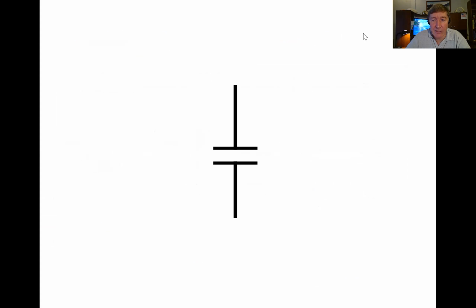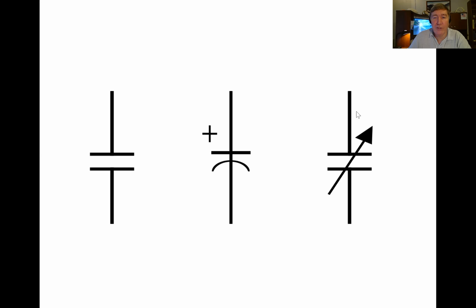Okay, good. I'm seeing lots of answers coming in, but I need to see more. Okay, it looks like everybody has pretty well got it, and those of you that answered, you all answered correctly. It is, in fact, a capacitor. And you should recognize that there are different types of capacitors.